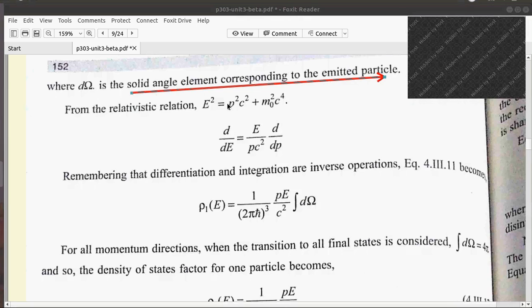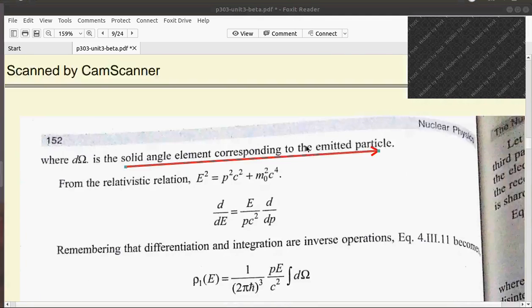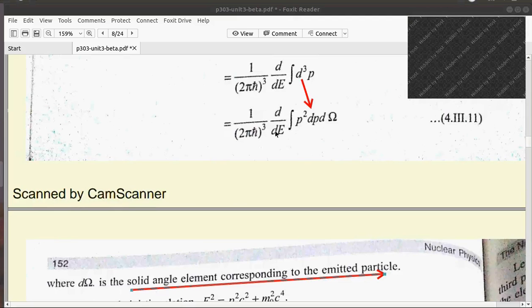So we'll obtain this expression, d by dE is equal to E by P square C square into d by dP. So we'll substitute it here.